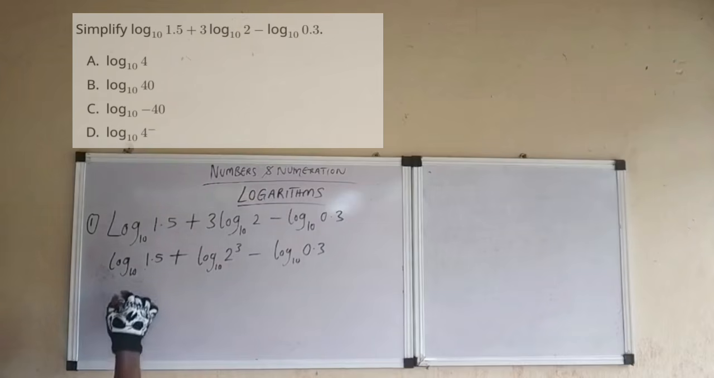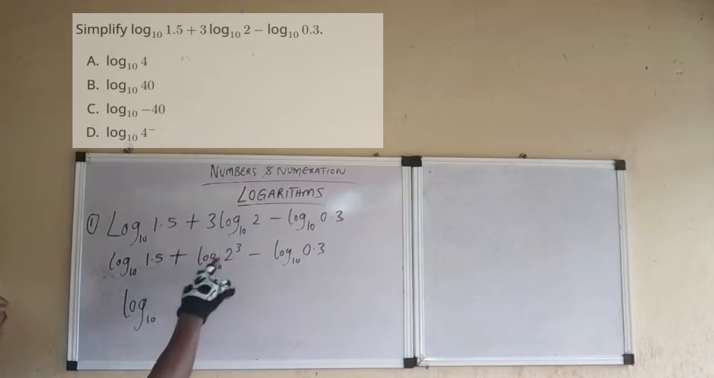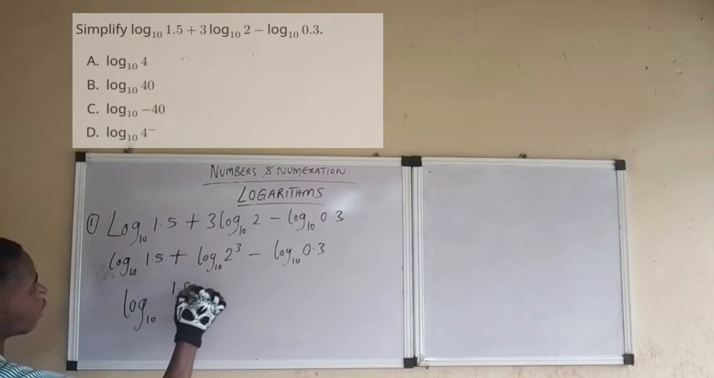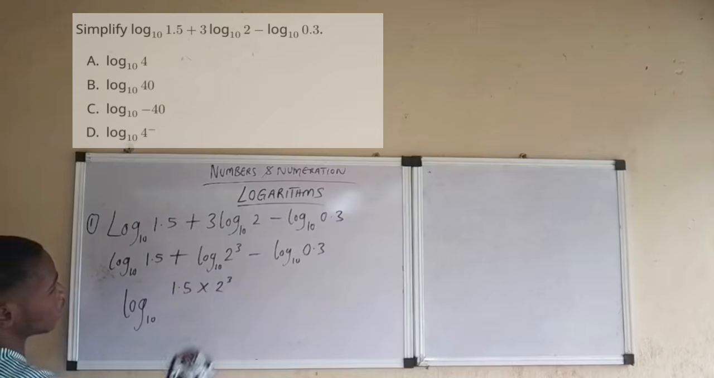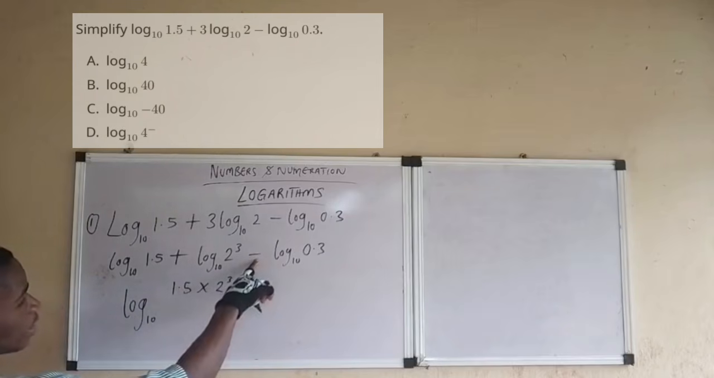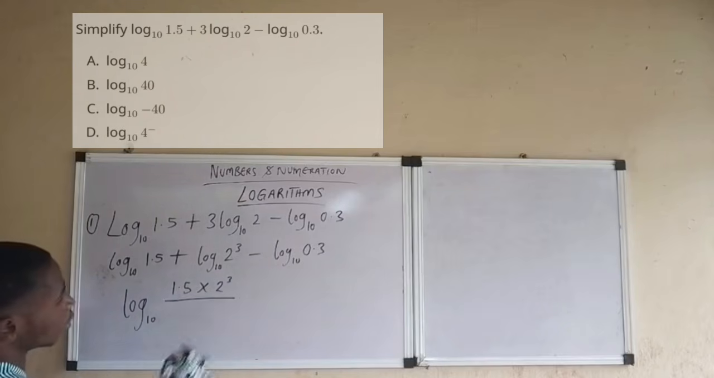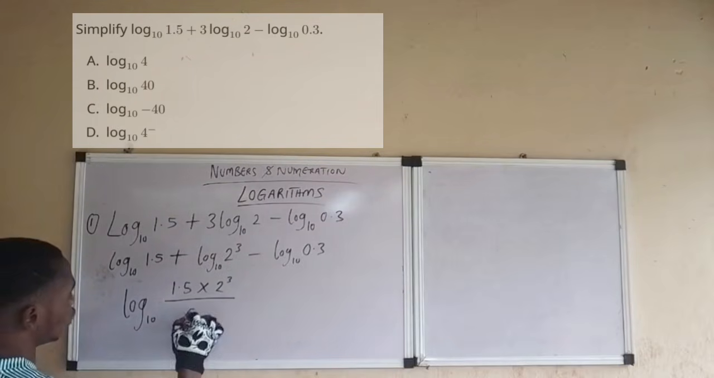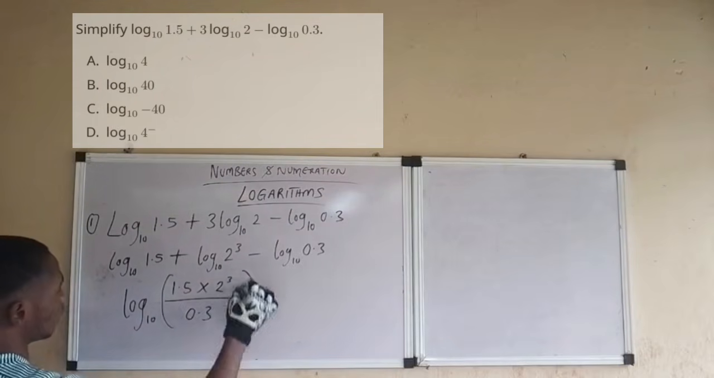So we're having log base 10. Then for the numerator, you are going to multiply this term and this term. So we're having 1.5 times 2 raised to the power 3. This minus means division. So you divide by this value, 0.3. Put it in brackets like this.